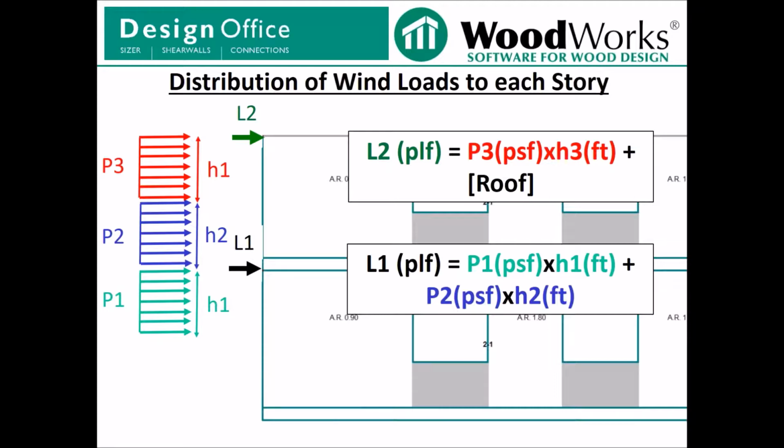On the top story, half the pressure from the story, P3 times the height H3, would be used to calculate the total load on that story. If there was a sloped roof or a roof in general, the roof pressures would also be added to the top story.